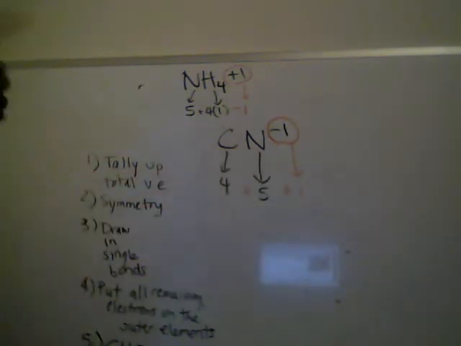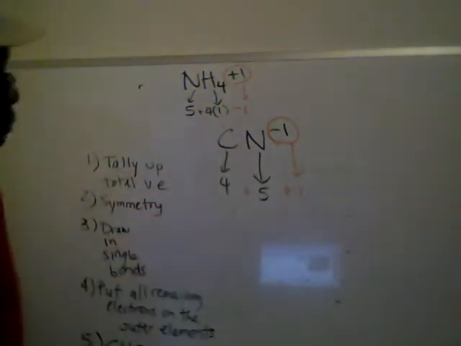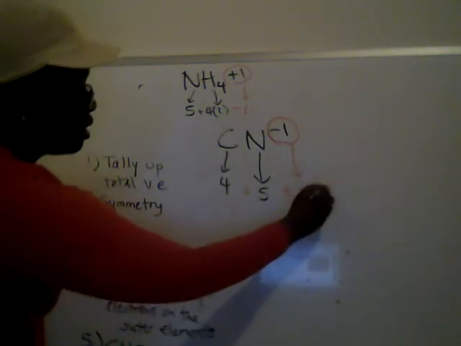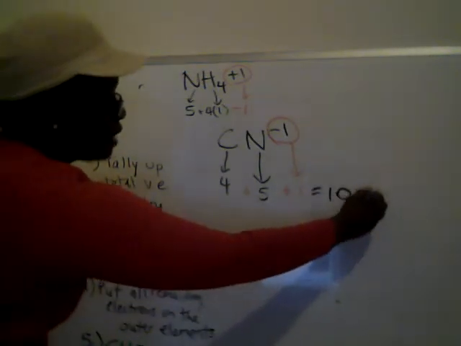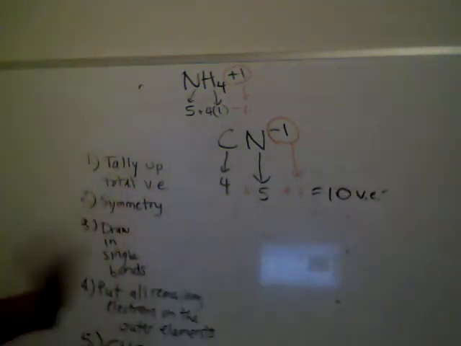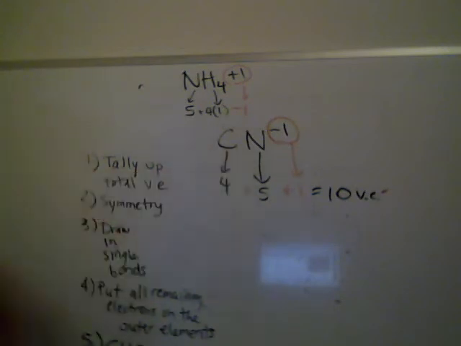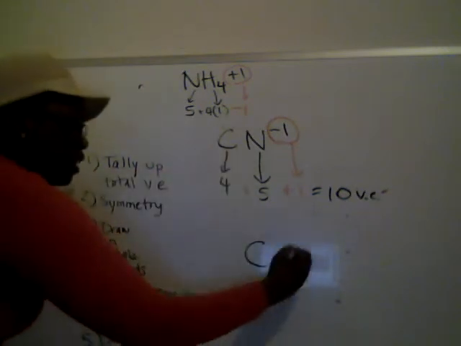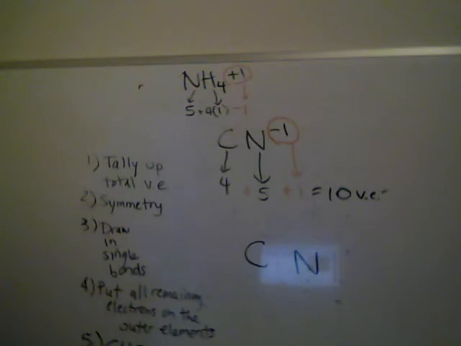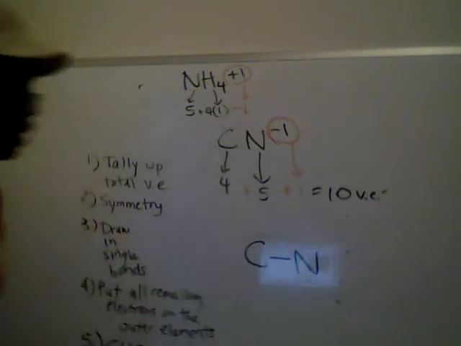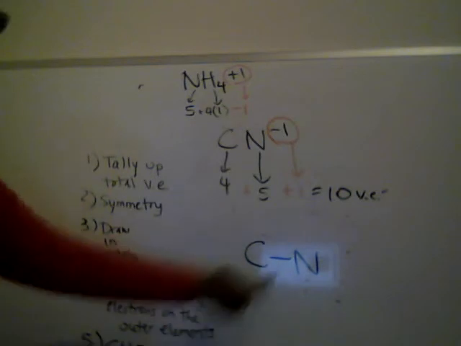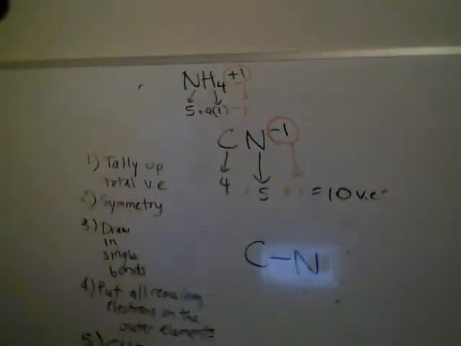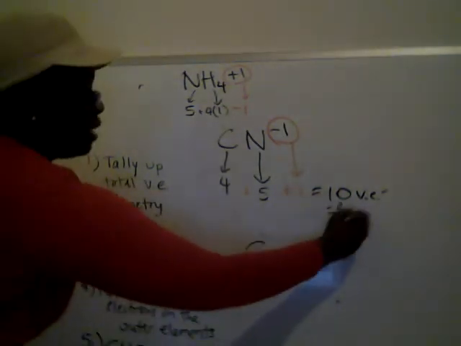The next thing we would do is add all 3 of these numbers together. So 4 + 5 + 1, that is 10. So we have 10 valence electrons that we need to use to combine these two together, C and N, okay? The first thing we're going to do is draw in our single bond. So that takes up 2 electrons. We have 10 to work with, so we have 8 left.